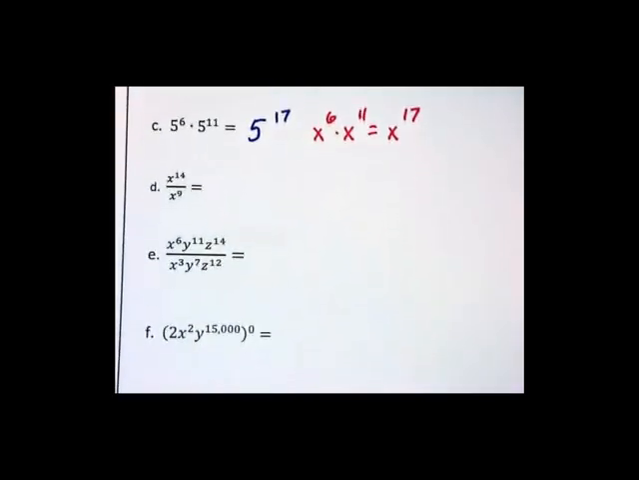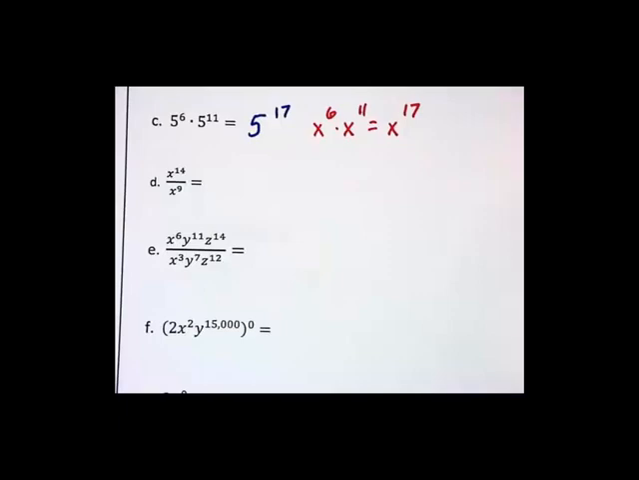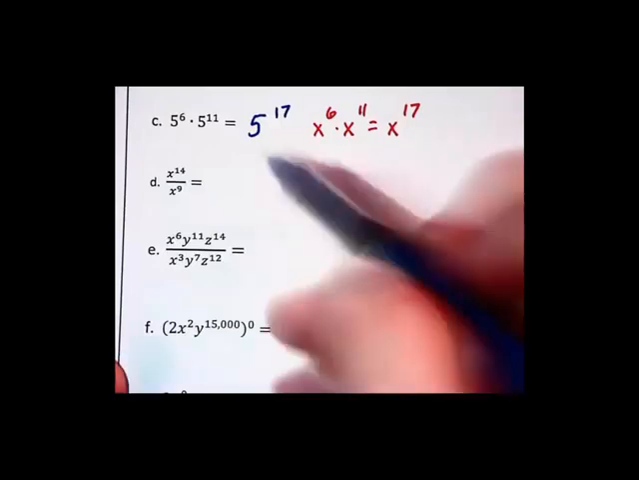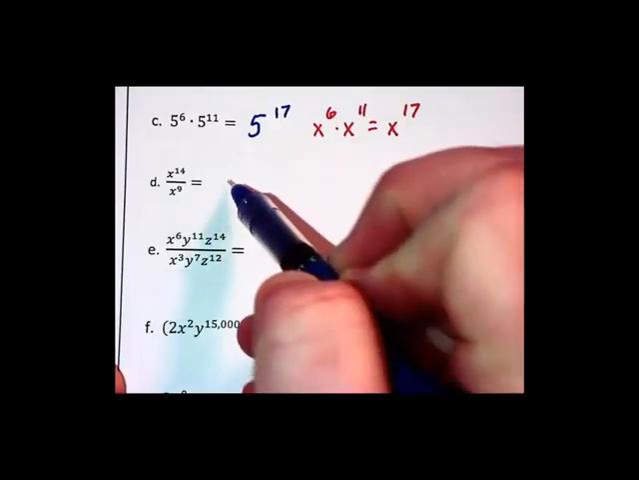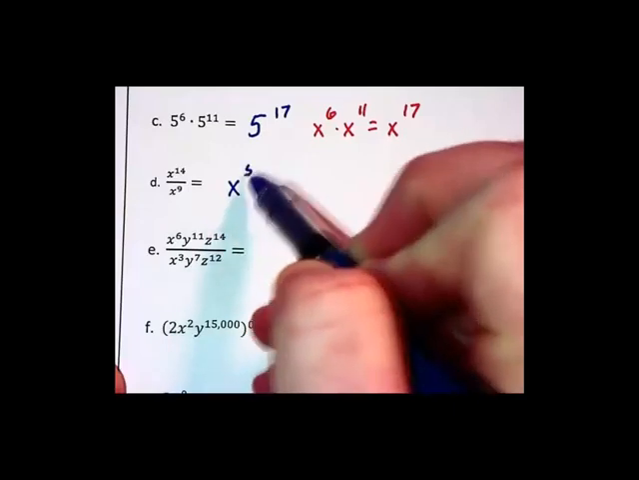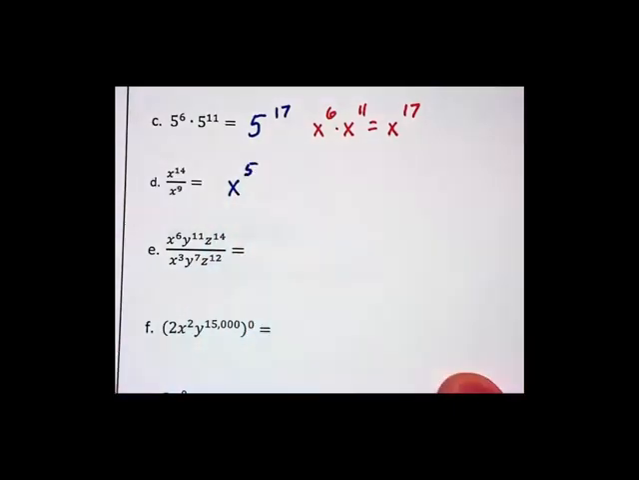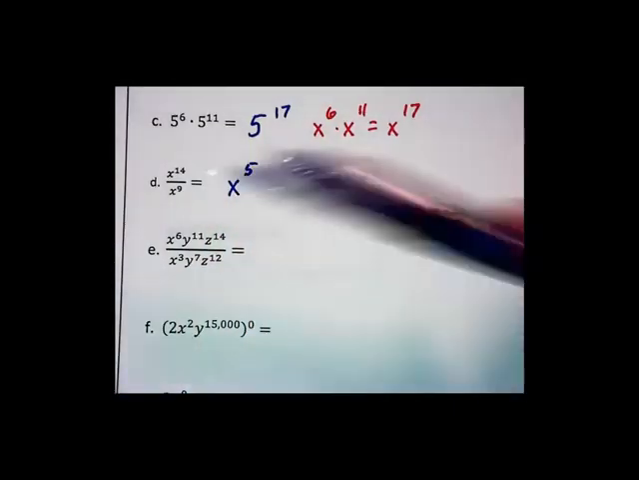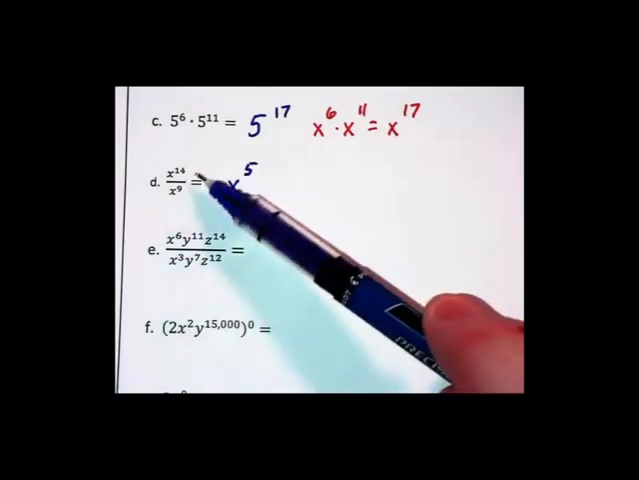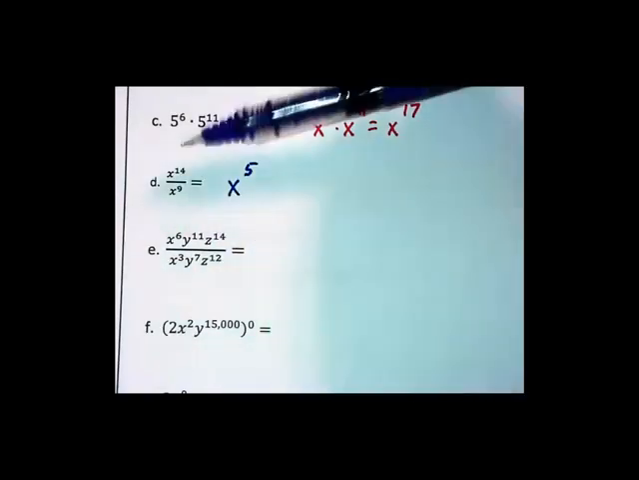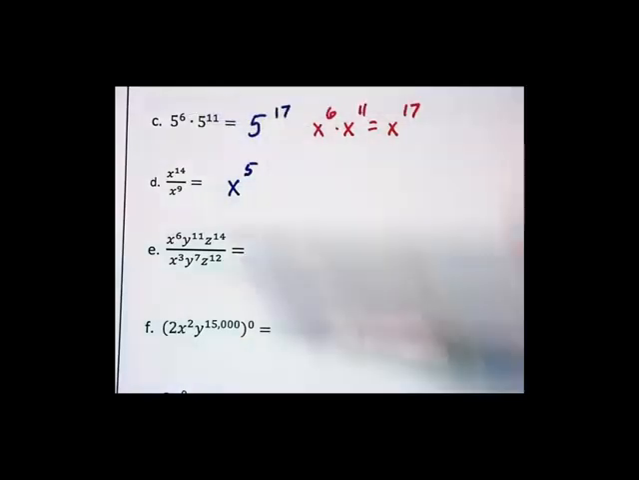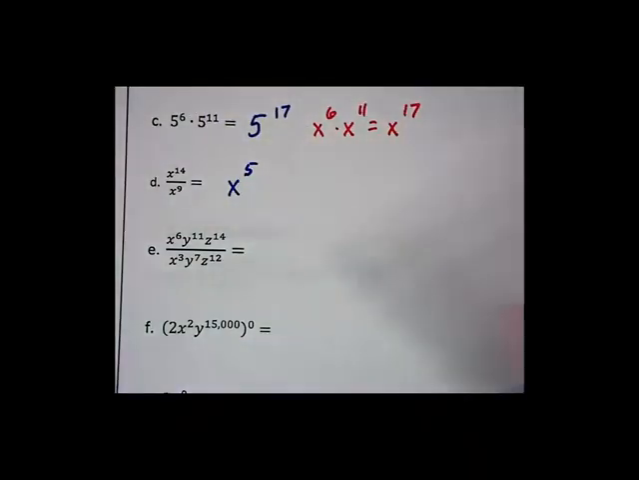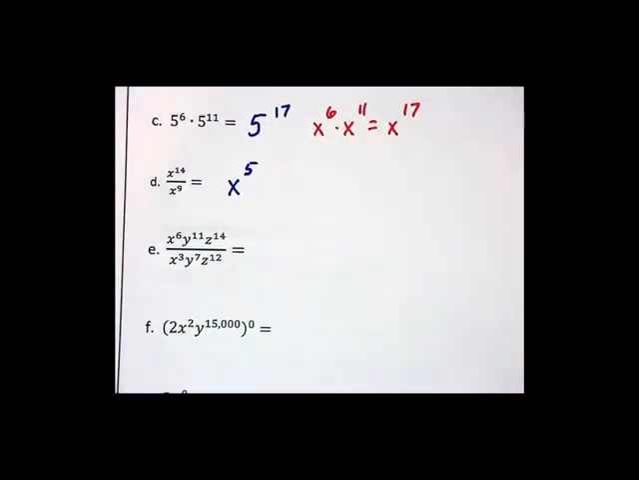In problem D, we see division, which tells us to do subtraction. 14 minus 9 makes 5, and so we have x to the 5th. Sometimes instead of referring to subtraction, I like to say that this fraction is top-heavy. There's a higher degree in the numerator, and so I'd like to say it's top-heavy by 5, and that's what gives me x to the 5th.